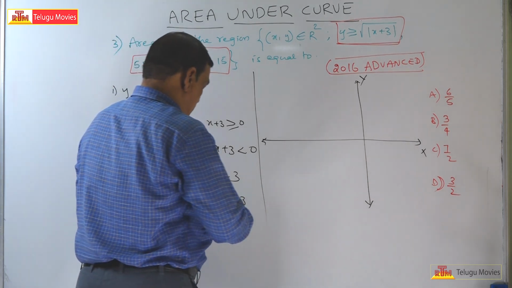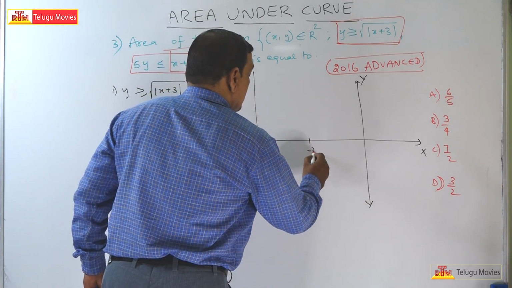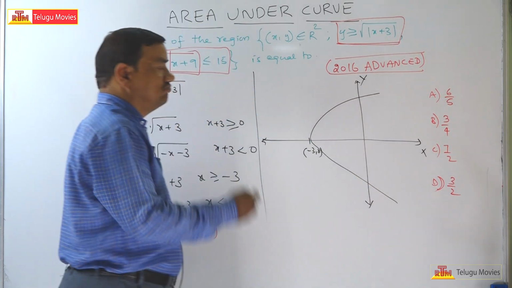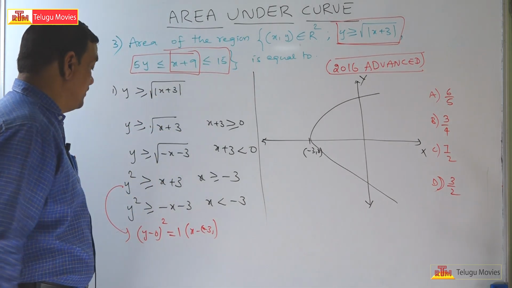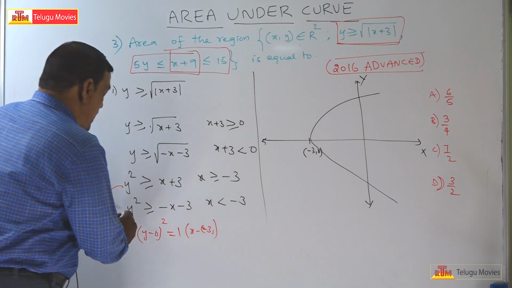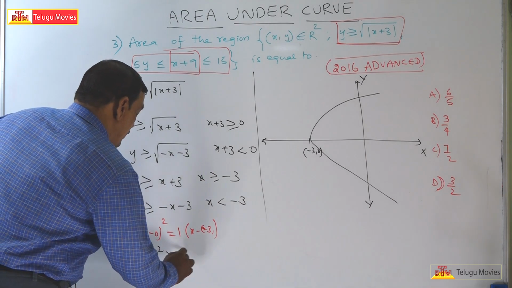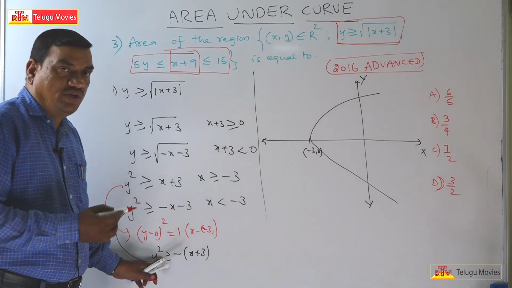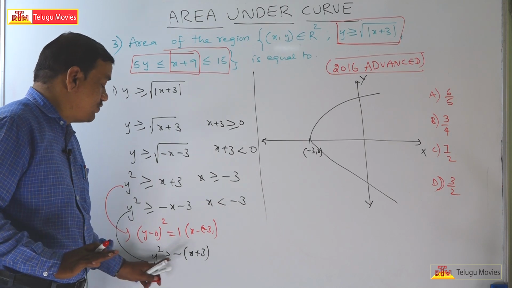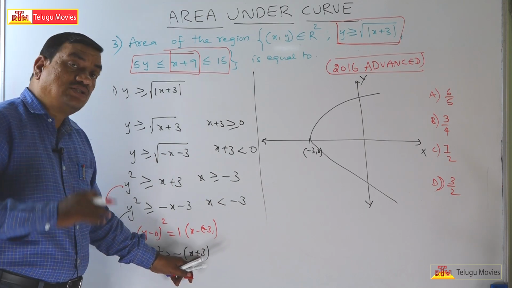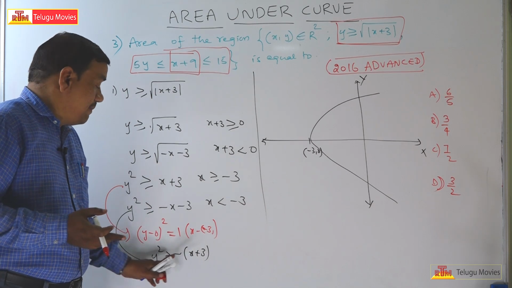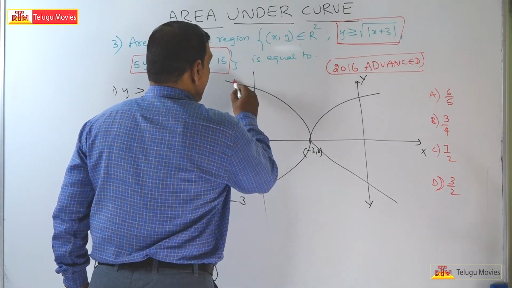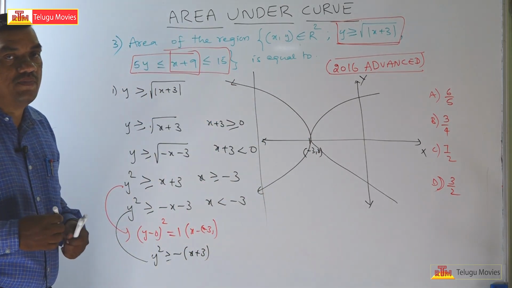So, where will be the minus 3 comma 0? This will be the minus 3 comma 0. This is an open rightward parabola, that's it. Just keep it like that. Coming to here, y square is equal to minus of x plus 3 we can write down. This is also a parabola, so just keep it aside. Here also the vertex is minus 3 comma 0, but it is an open leftward parabola. Understand this? Open leftward parabola.